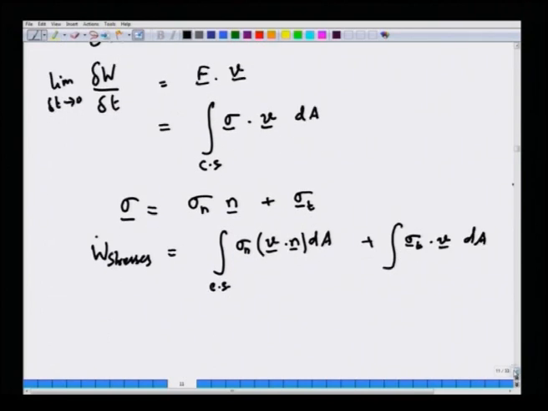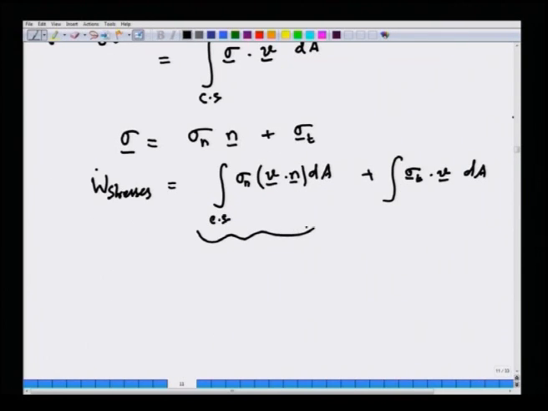Okay. Now, this is the normal rate at which work is done by the normal component of the stresses. This is the rate at which work is done by the shear or tangential component of the stresses. Now, this is the work done on the entire control surface. So, this is the work done on the entire control surface by the shear stress. Work done by the control surface on the surroundings is the negative. So, this is the work done on the CV.